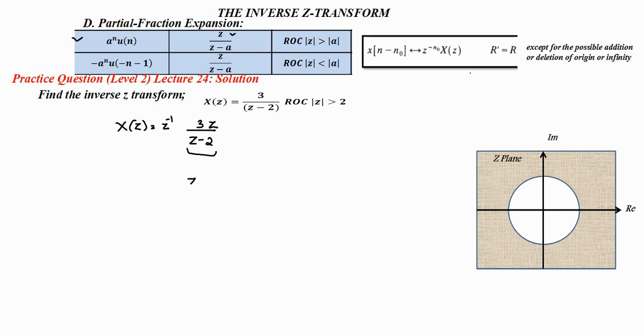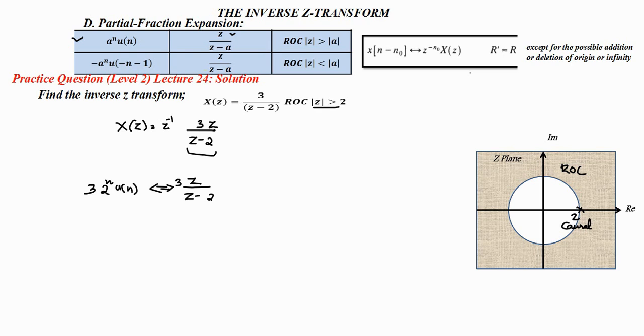Okay, if the transform is z by z minus 2, the corresponding signal in the time domain, by using this equation, you can write as 2 raised to n into u of n. Okay, so we know that. And one more thing, why we choose this causal signal, because the ROC is given modulus of z greater than 2. Okay, modulus of z greater than 2 means this region is ROC, so this represents a causal signal. So that's why we choose the first one. And now we can see that it is multiplied by 3, so I can multiply here also.